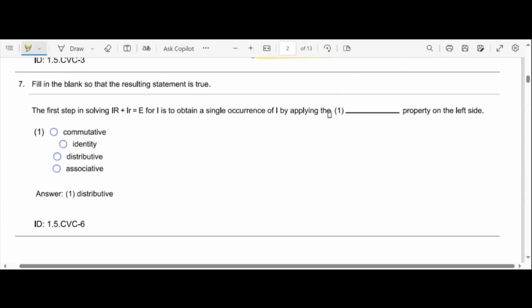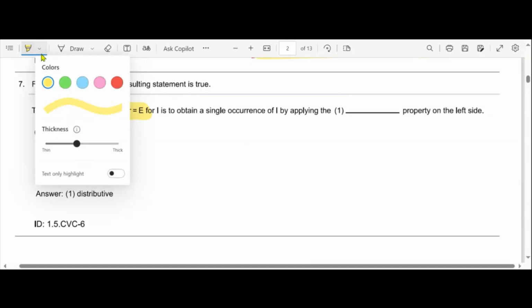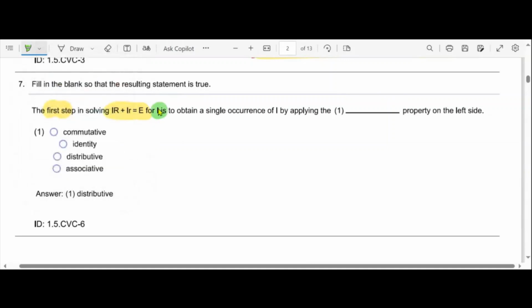Okay, number 7. Fill in the blank so that the resulting statement is true. The first step in solving Ir plus IR equals E for I is to obtain a single occurrence of I by applying the distributive property.